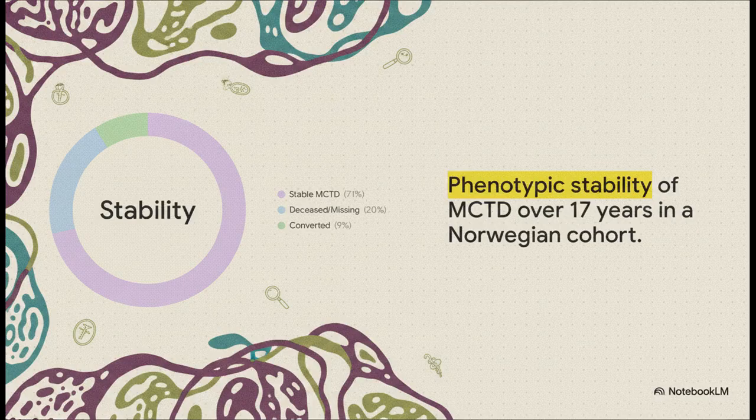Only 9% actually converted into a different, specific disease like lupus or rheumatoid arthritis. I mean, this data is absolutely monumental because it definitively proves that MCTD is a stable, long-term clinical entity. It's not just a passing phase.